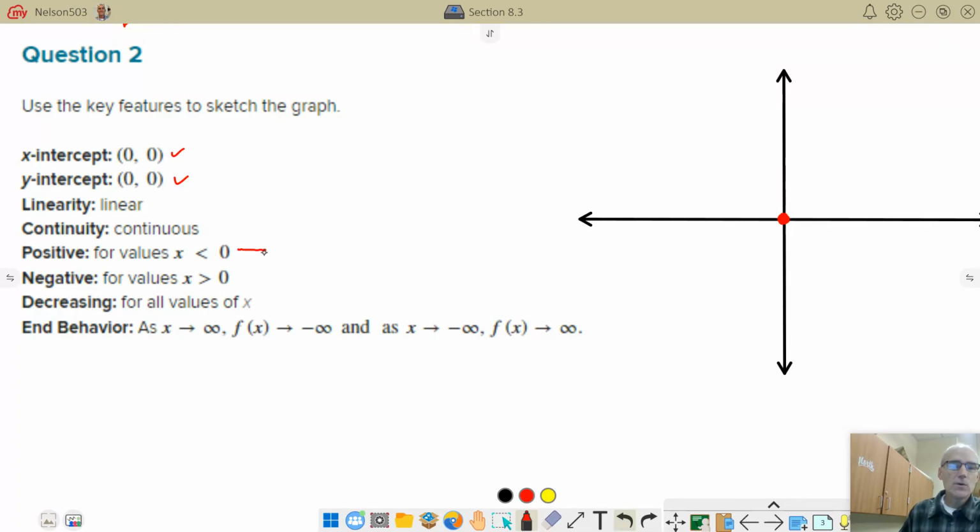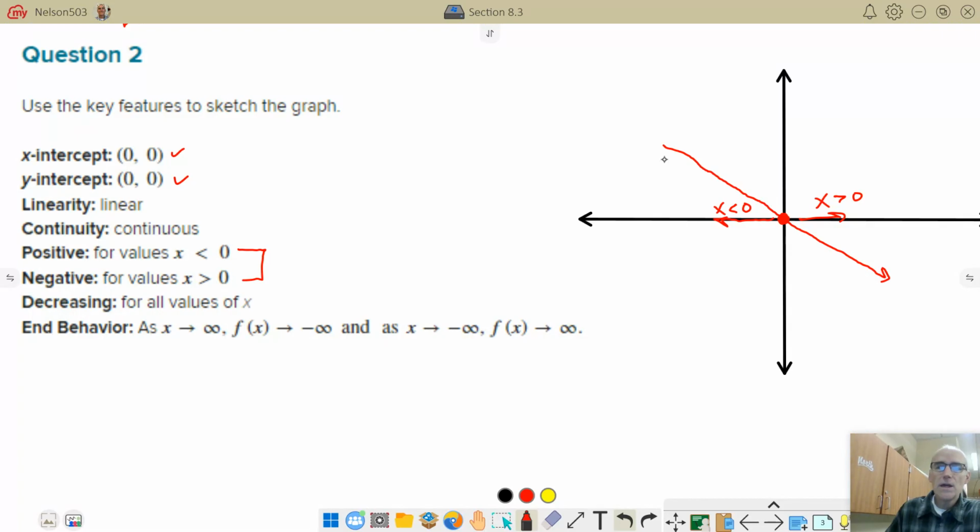Here's the information I really need to know. When x is less than 0, that's these values over here. These are x less than 0. It's positive y values. Okay, so that means like this. Try to make it look straight because it says it's linear. And then when x is greater than 0, that's these numbers over here, the function is going this way.